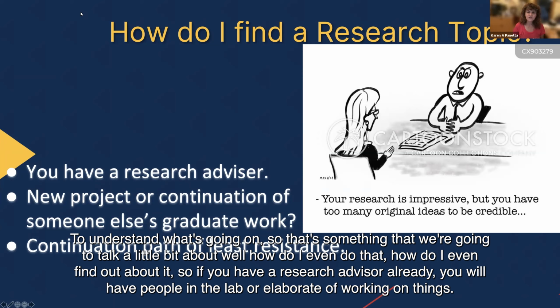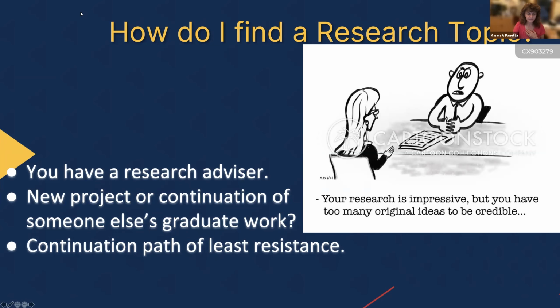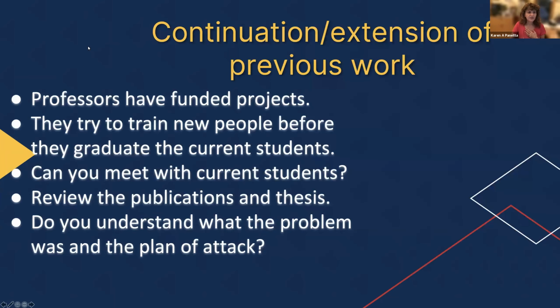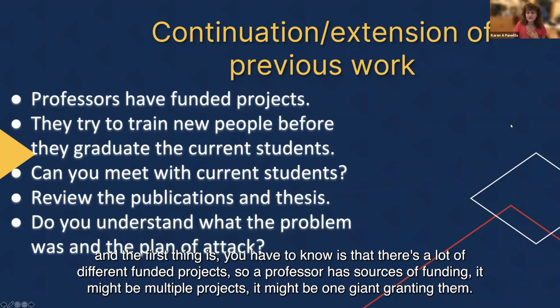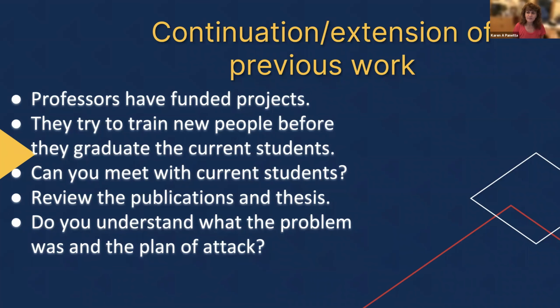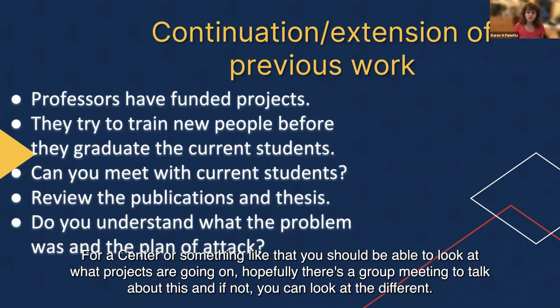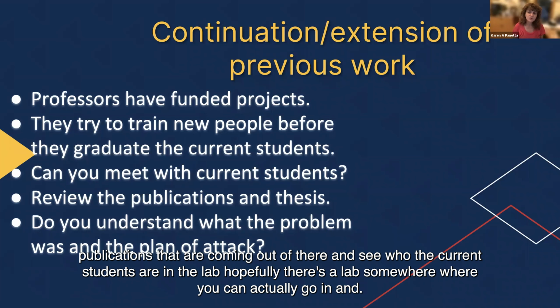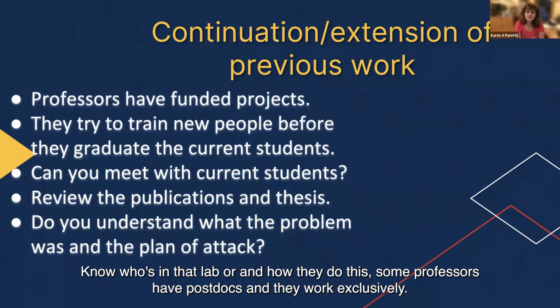So if you have a research advisor already, you will have people in the lab that are working on things. And the first thing you have to know is that there's a lot of different funded projects. So a professor has sources of funding. It might be multiple projects. It might be one giant grant, for a center or something like that. You should be able to look at what projects are going on. Hopefully there's a group meeting to talk about this. And if not, you can look at the different publications that are coming out of there and see who the current students are in the lab. Hopefully there's a lab somewhere where you can actually go in and know who's in that lab.